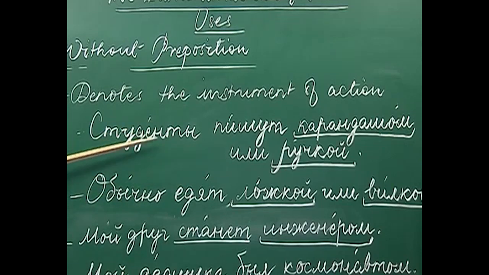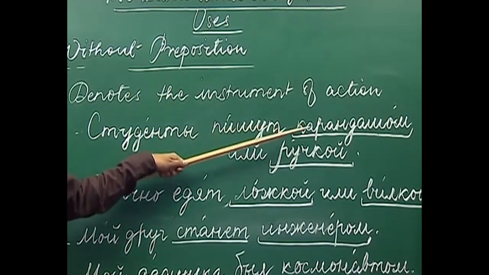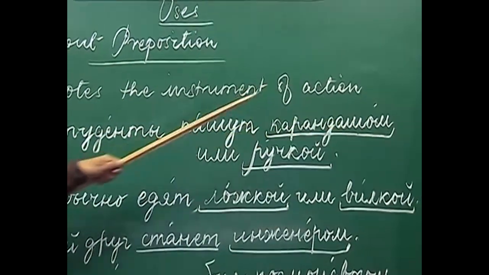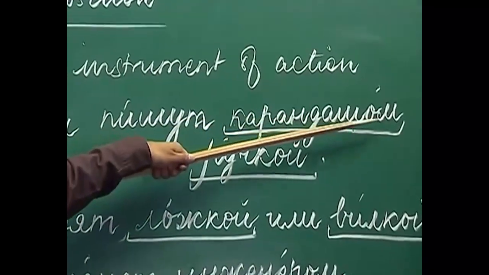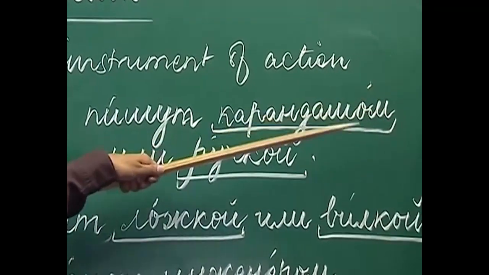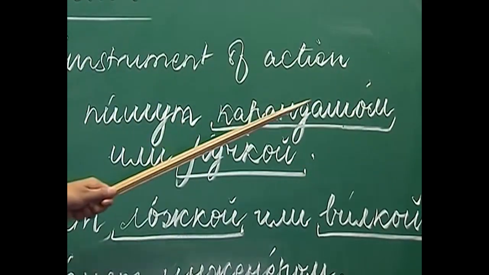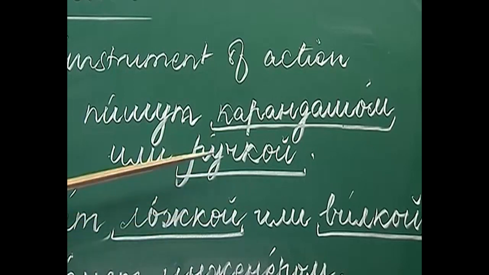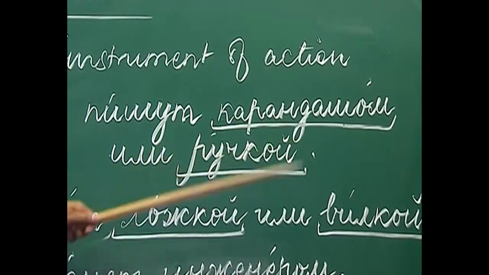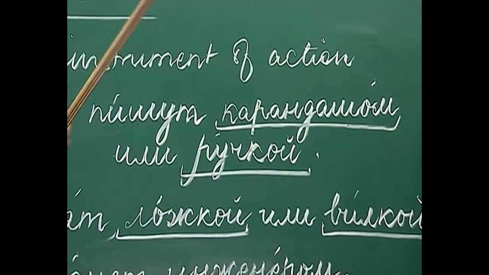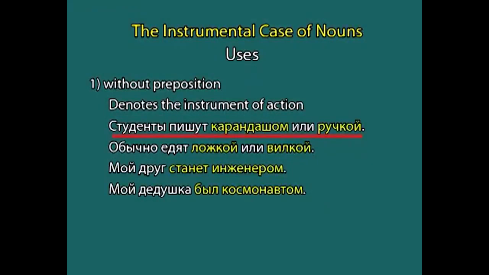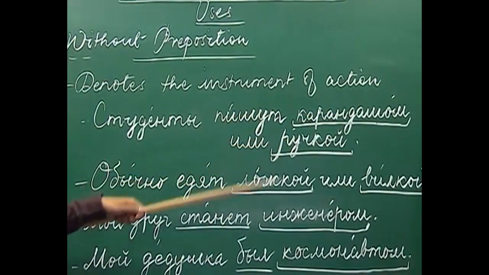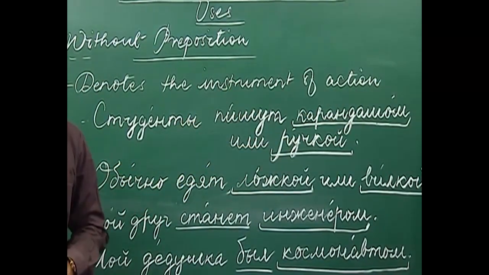The students write with a pencil or a pen. So, Karandash, as you can see, has become Karandashom, which is the instrumental case form of the noun Karandash, and Ruchka has become Ruchkoi. These two forms correspond to the instrumental case form of the nouns Karandash and Ruchka. As you can see, Karandash and Ruchka denote the instruments of the action, which is to write.